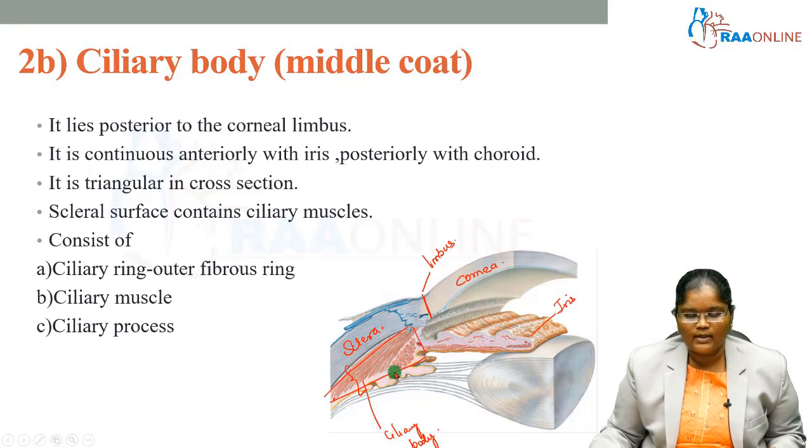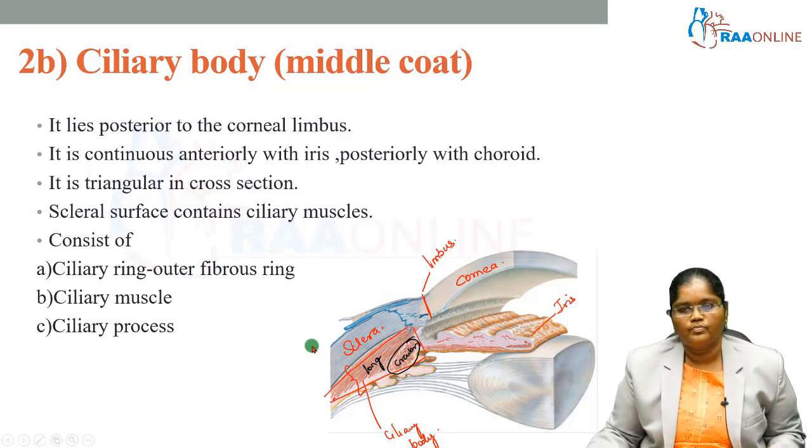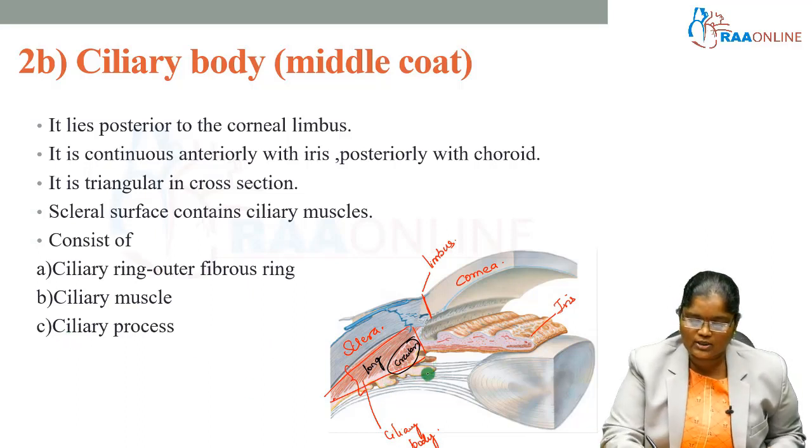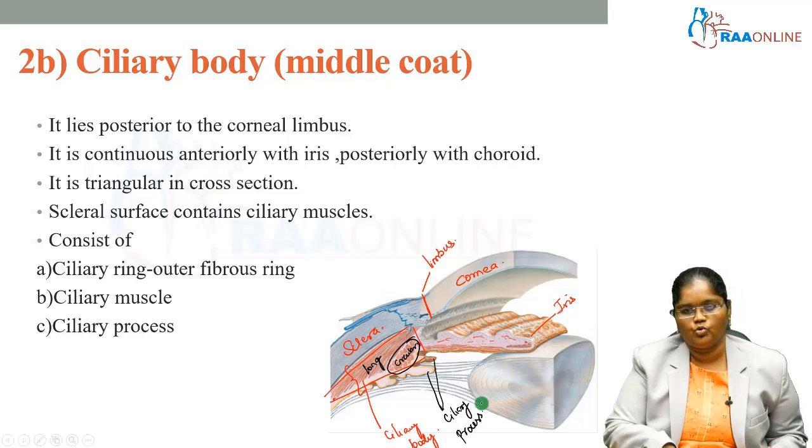This ciliary body is again subdivided into three parts. The outer layer is called the ciliary ring. This is the location of the ciliary ring. And then the ciliary muscle. Here you can see two types of muscle. This is longitudinal muscle and this bundle is the circular muscle of the ciliary body. And then there are so many processes projecting from the ciliary body. These are called ciliary processes, which secrete the aqueous humor.